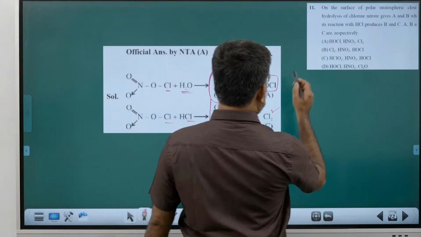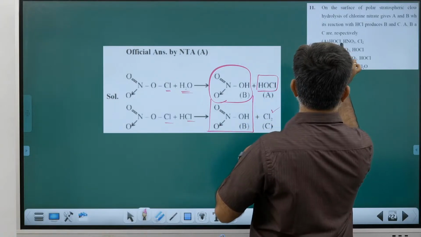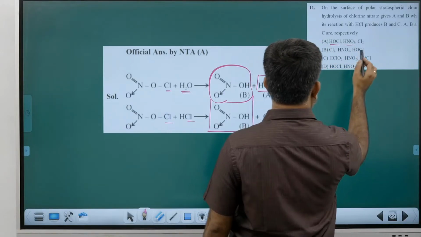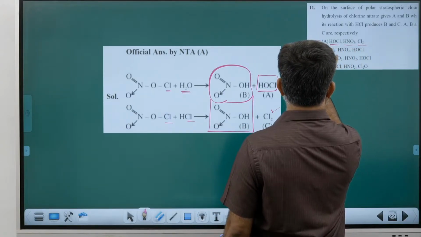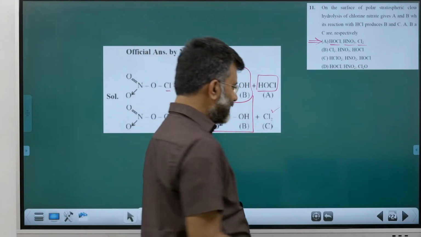So which is the answer? Option A, B, C we want. So this is A, HOCl, then B, nitric acid, and then C, chlorine. Option A will stand correct. Fine. Next one.